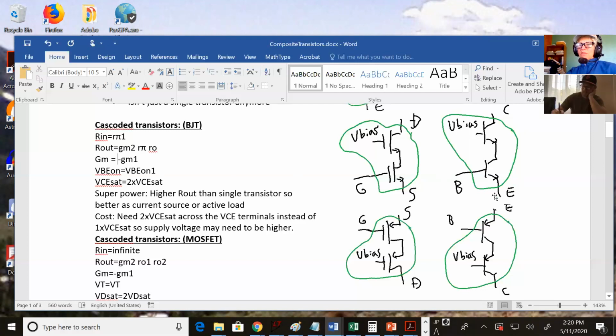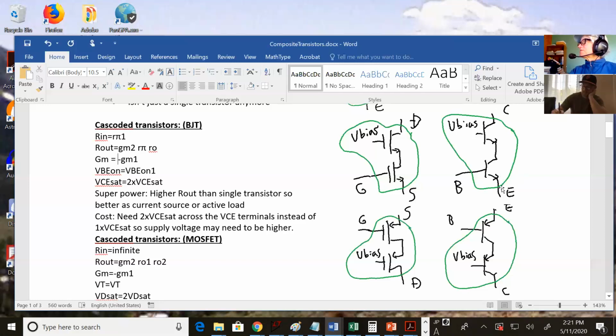To turn this on, you only need a VBE on between the base and the emitter, because you're basically just turning on this transistor. But for a cascoded transistor to work its best, you want both transistors in the forward active region. So for the bottom transistor to be in the forward active region, you need VCE sat across the bottom transistor. That puts this node right there at a VCE sat. And then if you want this one to be happy too, you also need a VCE sat across this top transistor, which means you need two VCE sat from the collector to the emitter.